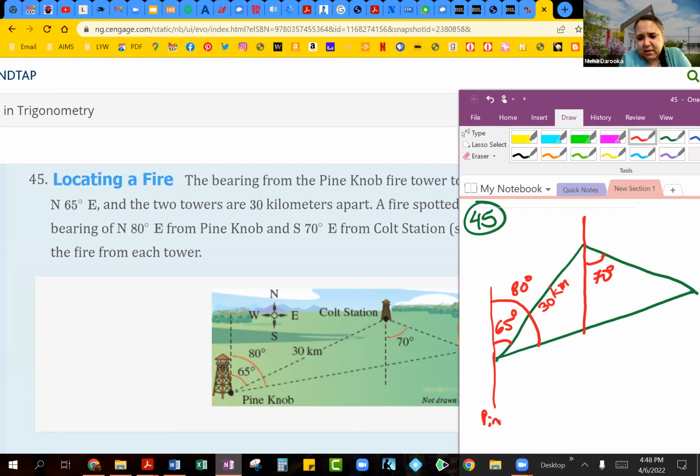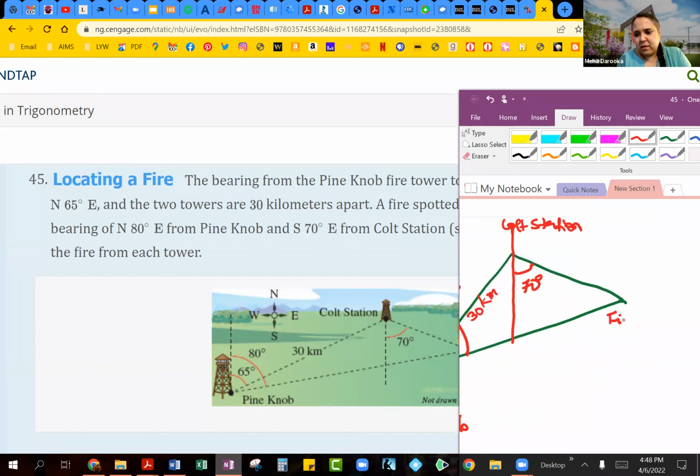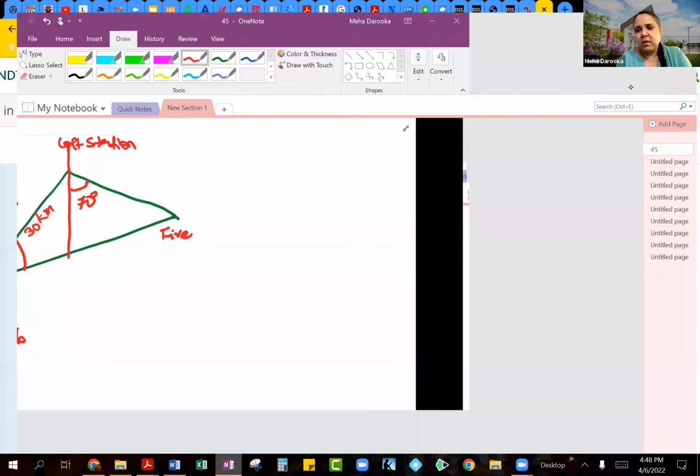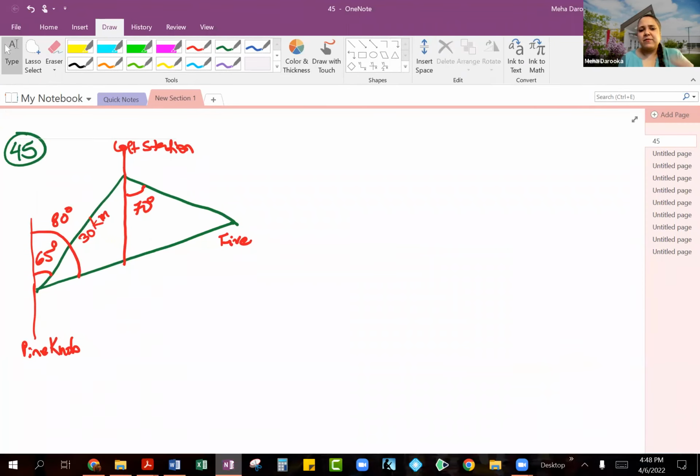So this is our Pine Knob over here, and this was the coal station. And our fire is over here on this side. Okay, so I'll give you guys just a little bit of time to think about this because there's some pre-calculations we'll have to do before we can get into the final stage. So what do you think we can do over here?